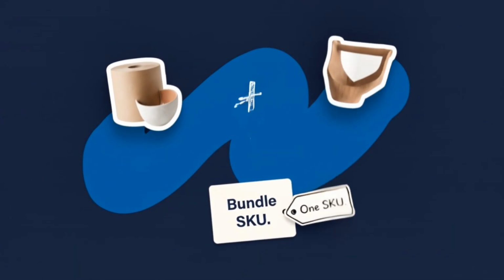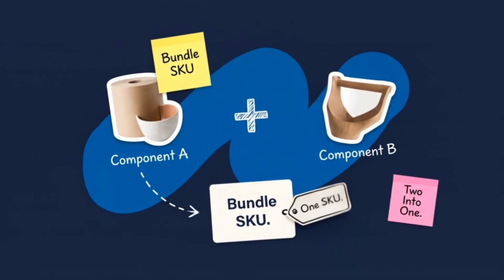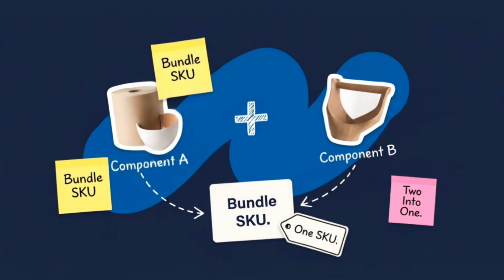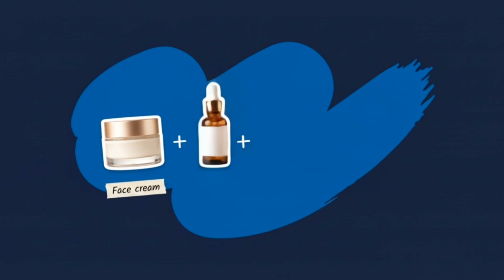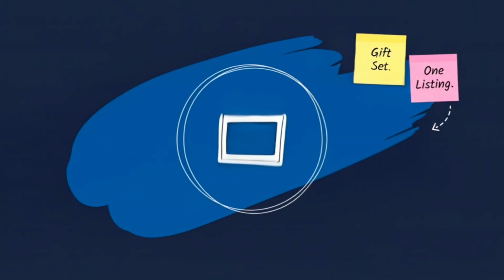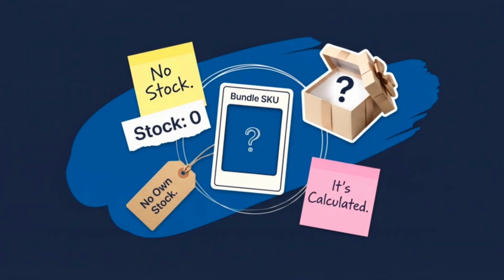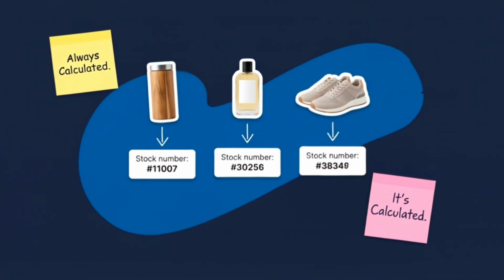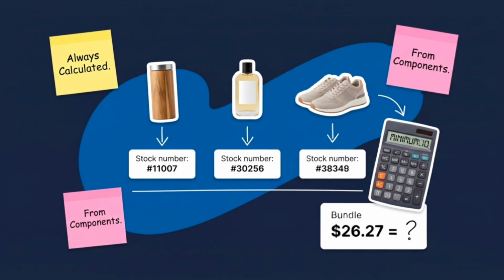A bundle SKU is a single sellable product code that represents 2 or more component SKUs sold together as one unit. Think of a skincare gift set: cleanser, toner, and moisturizer sold as one listing. The bundle itself holds no independent stock. Its availability is always calculated from what's physically on hand for each individual component.